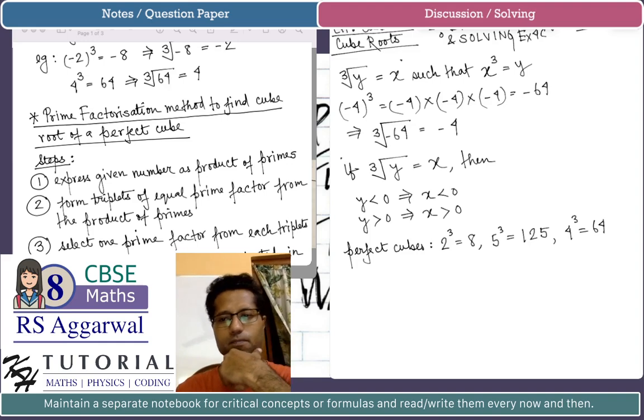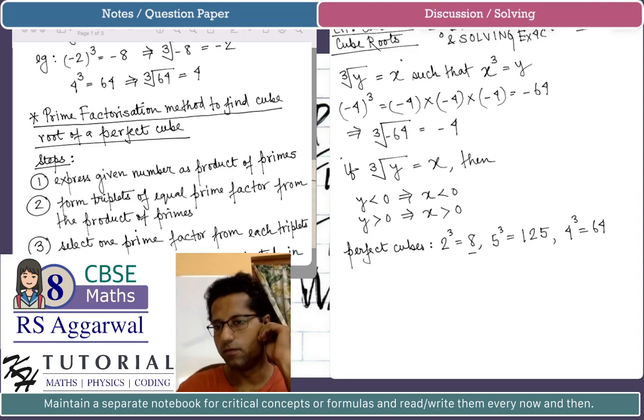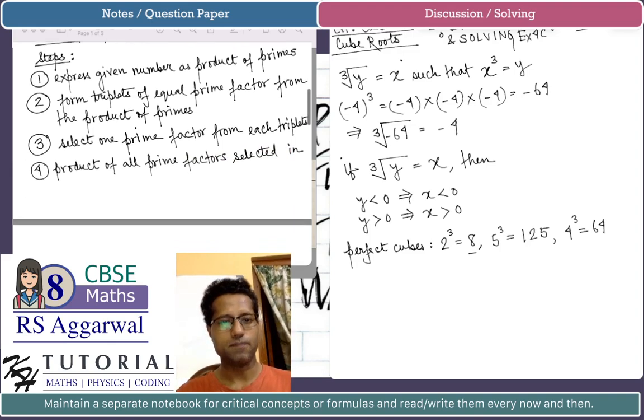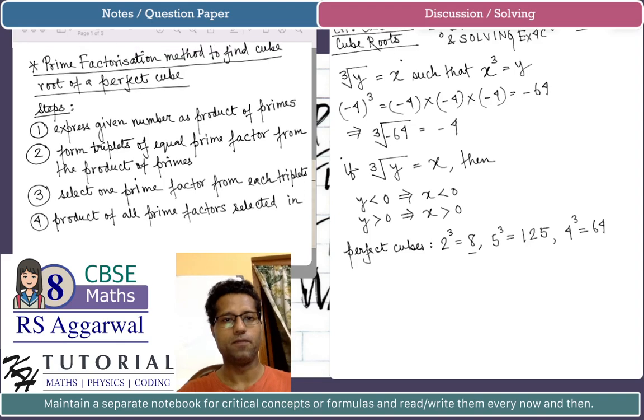So given a perfect cube, how do we find its cube root? Given 8, the cube root is 2. How do we find 2? Given 64, its cube root we know is 4. How do we find 4? Using the prime factorization method. Let me quickly see if everything is visible or not. Okay, so there are 4 steps involved in finding the cube root of a perfect cube.